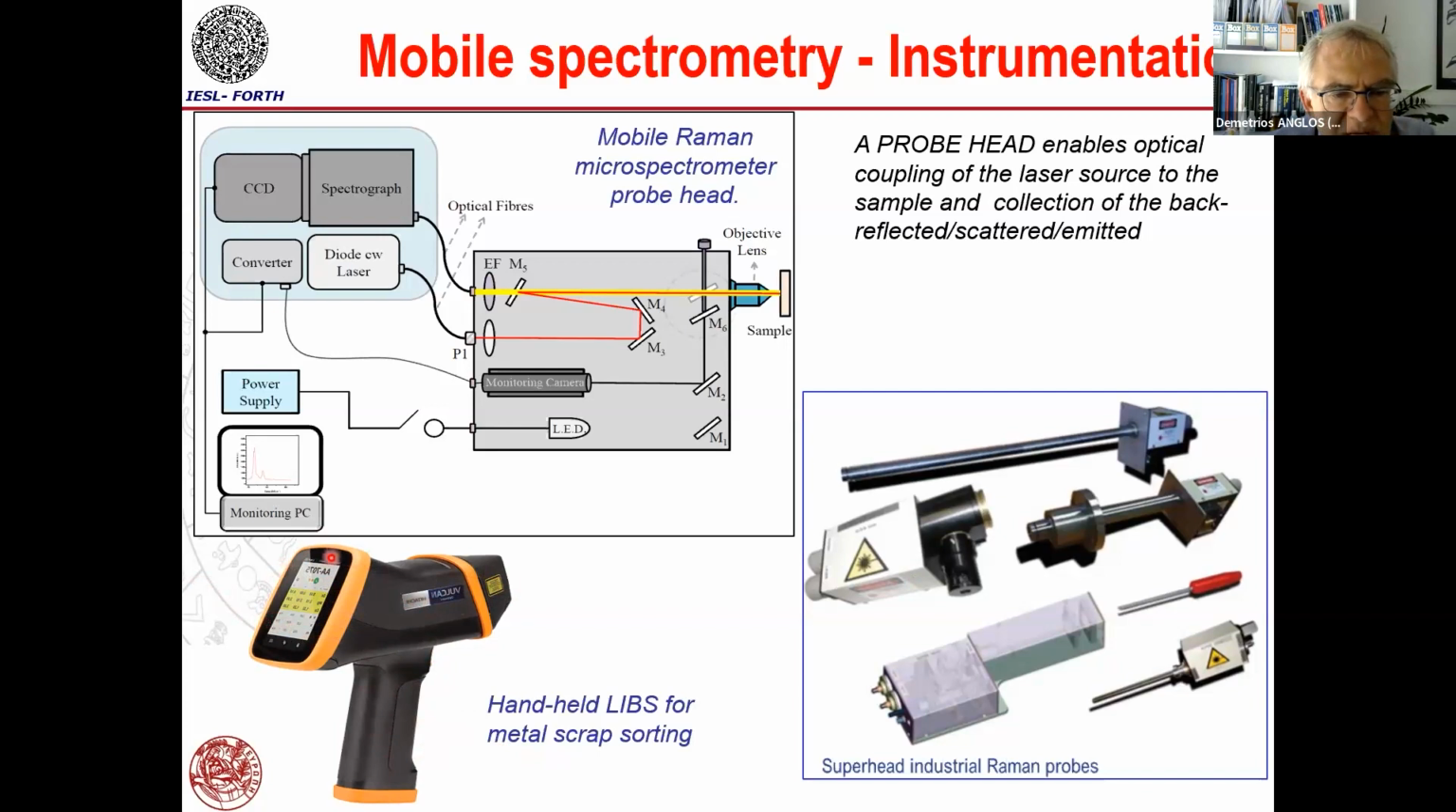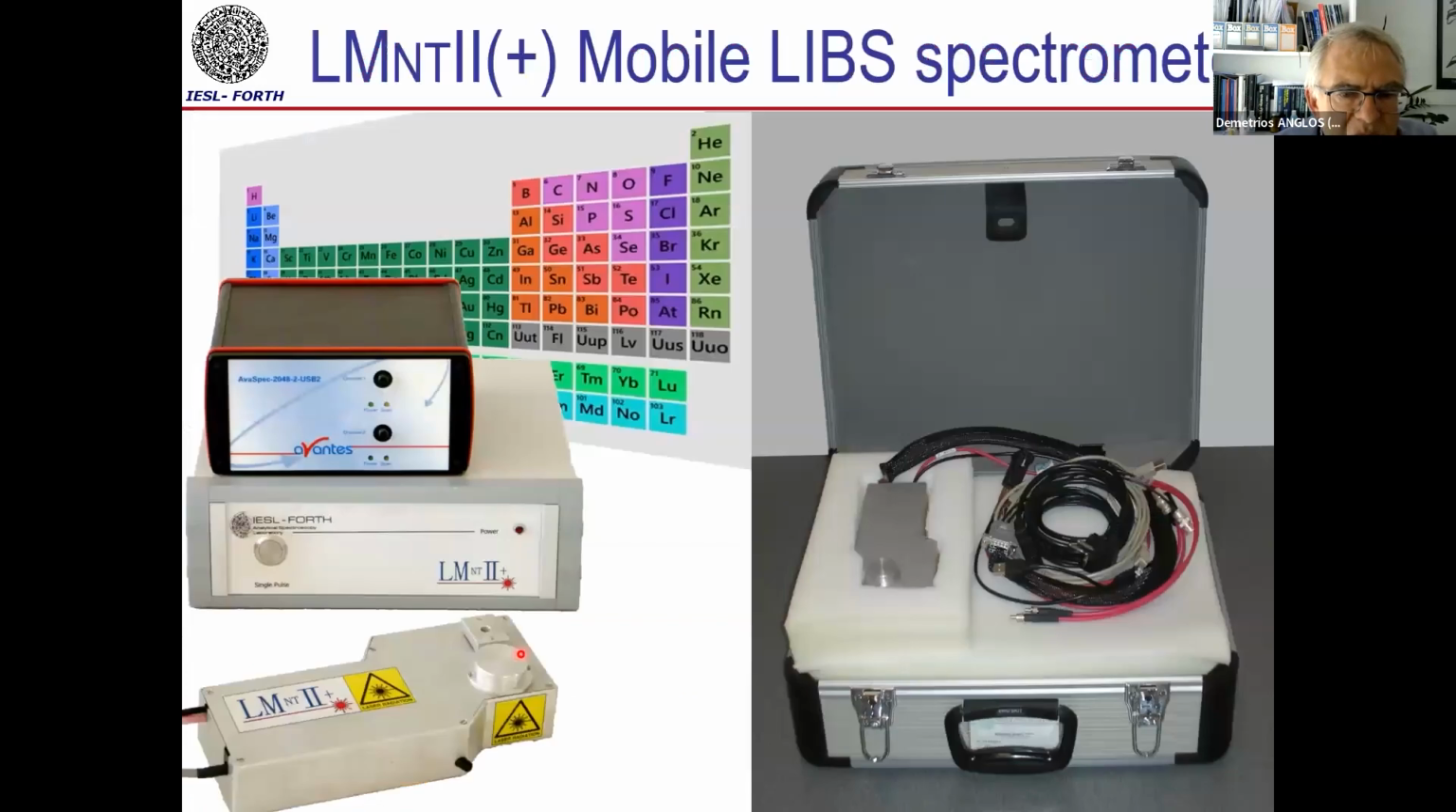So the user holds this, fires the laser, gets some information on the back. This information is coded or simplified and gives the user the idea about what is the metal that they are probing, and they can sort it manually. Sometimes manual sorting is also relevant and important. I show you here a LIBS mobile spectrometer, which we have developed in our lab, and we use it primarily in cultural heritage applications, but in principle, it can be used for other applications and cases as well.